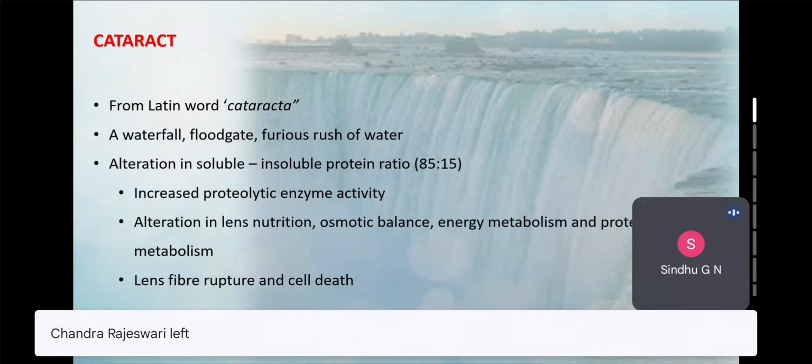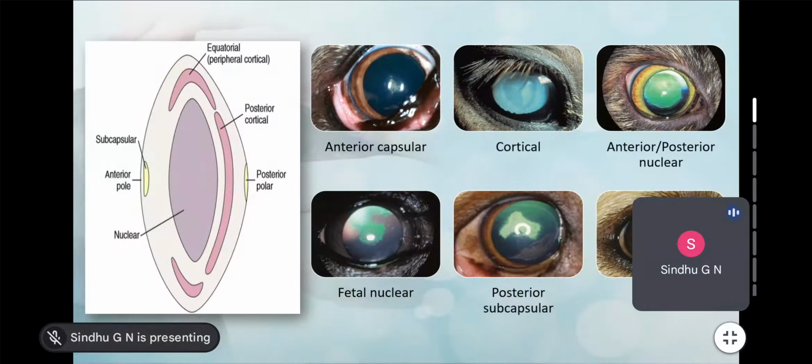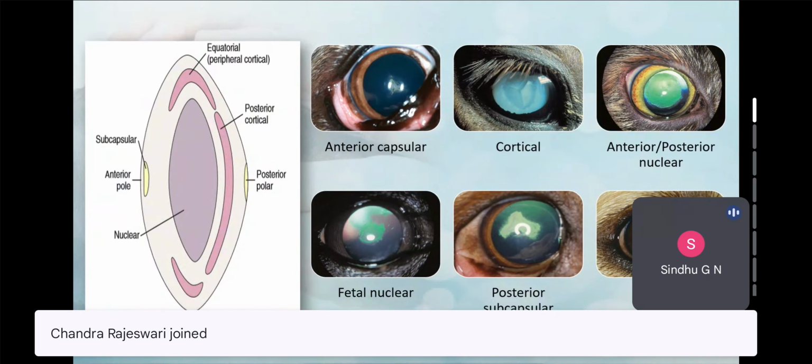So these are the different types of cataract. Anterior capsular cataract. Then here there is a cortical cataract. And here posterior nuclear cataract. Fetal nucleus will be present in congenital cataract. Typically in the center alone you will see that opacity. Then this is a posterior subcapsular cataract. And this is the suture, the Y suture of the lens. There is opacity. These all are different variants of cataract.